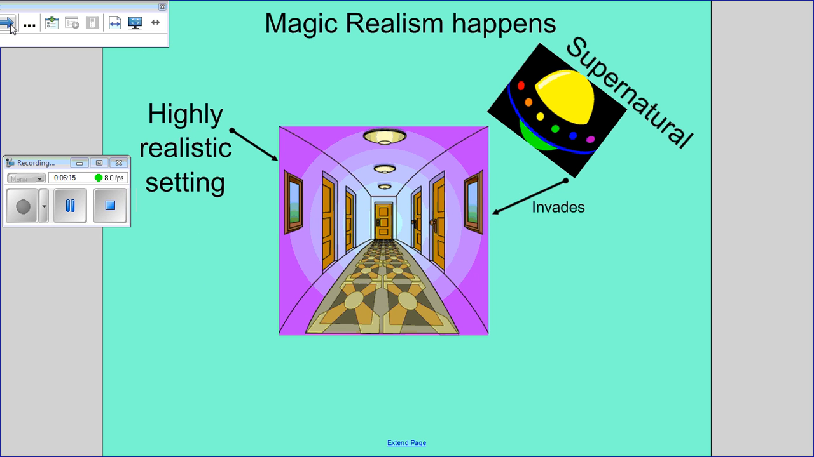When authors use magic realism, they typically create a highly realistic setting that is invaded by something supernatural. As a reader, we must accept the reality of the magic and figure out why the author implied the reality. Once again, we have to look past the literal meaning and understand why this is important in the story.